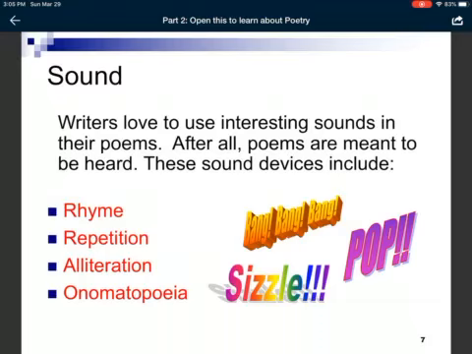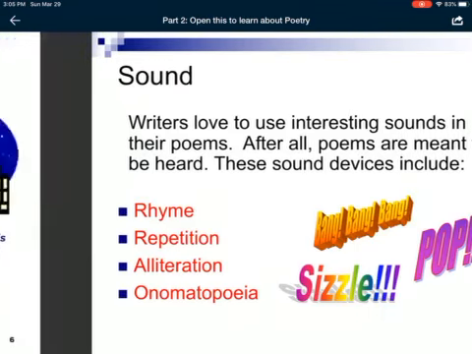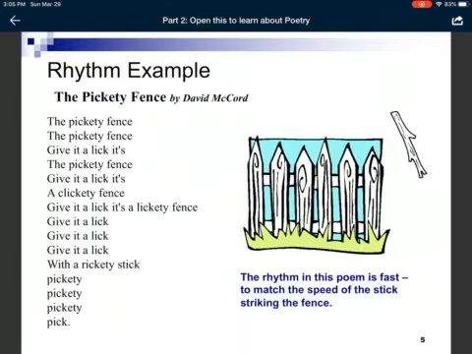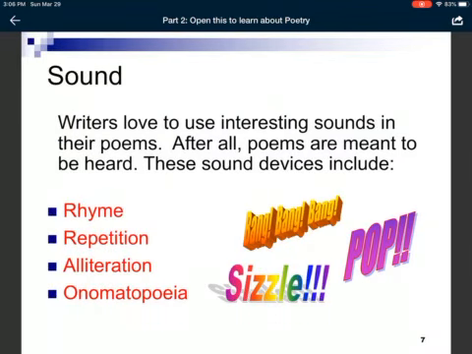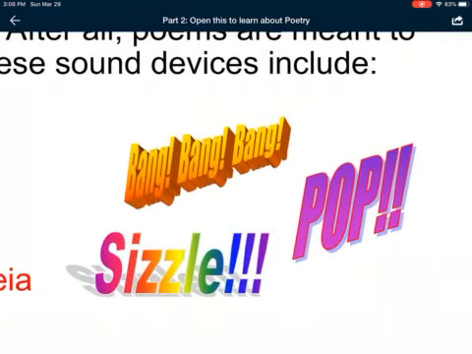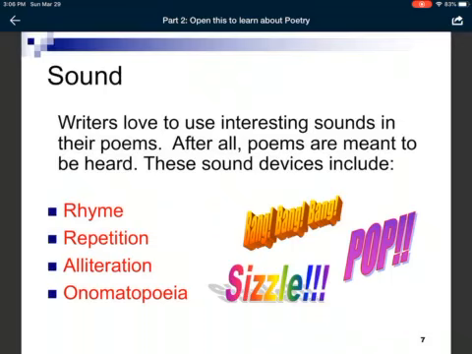Repetition. Repetition means repeating the same things over and over again. Like in The Picket Fence, the pickety fence, that's repeating. Give it a lick, give it a lick, give it a lick, that's repetition. Alliteration. I'm going to be teaching you all about alliteration. That's using the same letter sound at the beginning of each word. And then onomatopoeia. That's things like bang, bang, bang, pop, sizzle. Those are words that sound like what they mean. So like pop, pop, pop, I think of popcorn. The word pop sounds like popcorn popping.